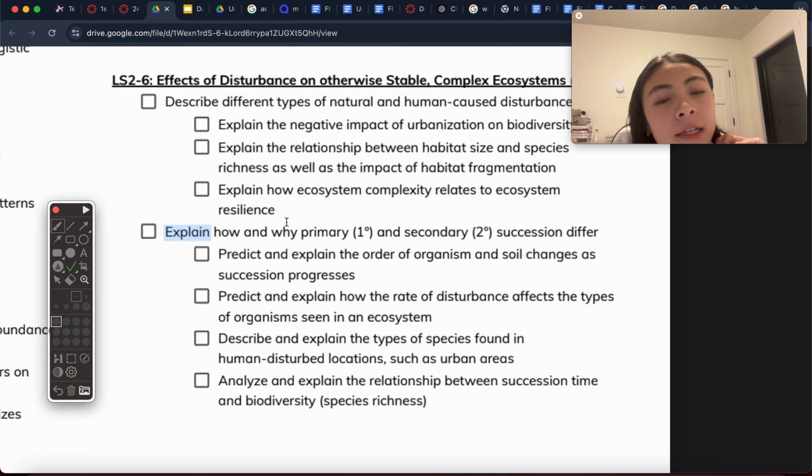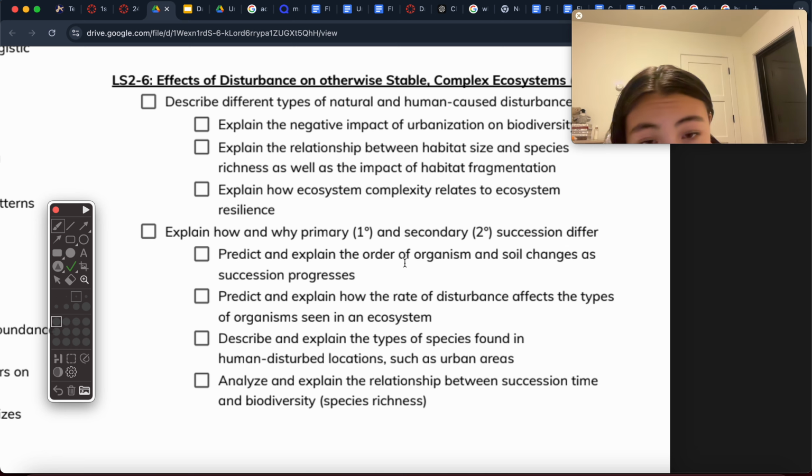While secondary succession is probably what you're going to see after a forest fire. You're still going to see some soil, which means that it's not going to have to start from rock. It's not going to have to start from nothing, so it has something to work off of, and it'll develop quicker. Not at a faster pace, but it'll just have a head start.